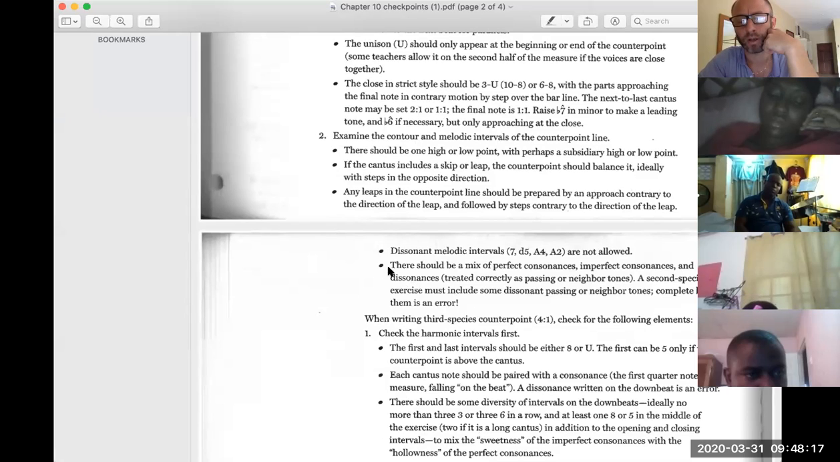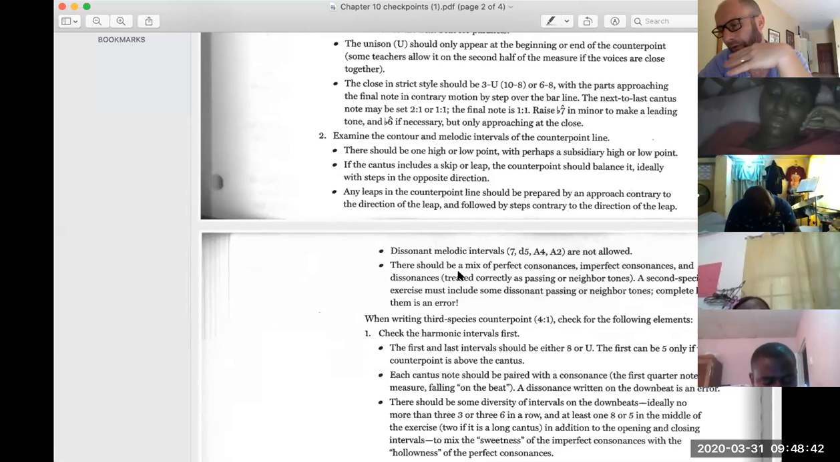All right, more stuff here. I just want to bring attention to this last point. There should be a mix of perfect consonances, which are the fifth and the octave, imperfect consonances, third and sixth, and dissonances. A second species exercise must include some dissonant passing or neighbor tones. Complete lack of them is an error. Some people have not been doing any dissonance at all, but that's what we really want to do. The dissonances are good because they propel it forward and make the counterpoint more interesting. So you want to have the dissonance, you just have to do it correctly.